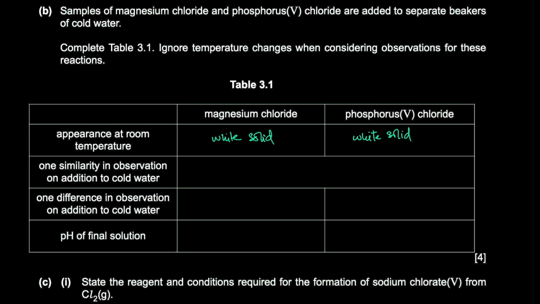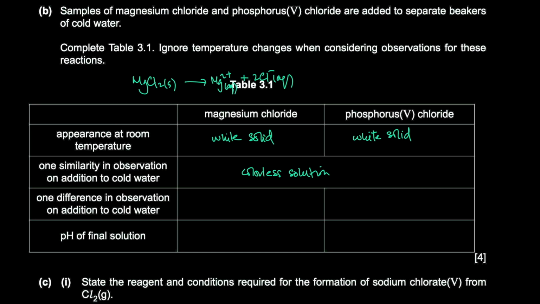One similarity in observation on addition to cold water: they both dissolve to make a colorless solution. One difference in observation on addition to cold water, right? Magnesium chloride is almost a purely ionic substance, so it just dissolves to give us aqueous ions. It does have partial covalent characteristics, but it's pretty much ionic.